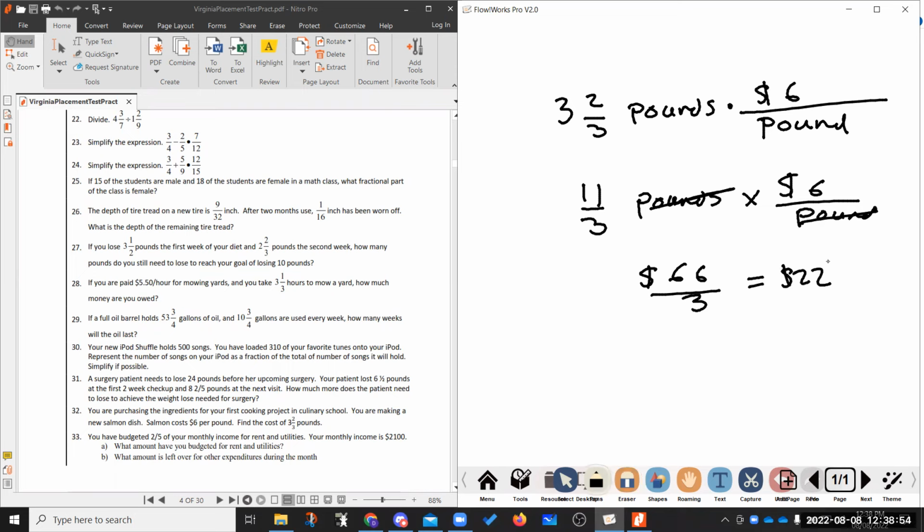And you have budgeted 2/5 of your monthly income for rent and utilities. Your monthly income is $2,100. So 2/5 of $2,100. 5 goes into there 4 times, with 1 left over. 5 goes into 10 2 times. That's exactly $420. 2 times $420 is $840 for your rent and utilities.